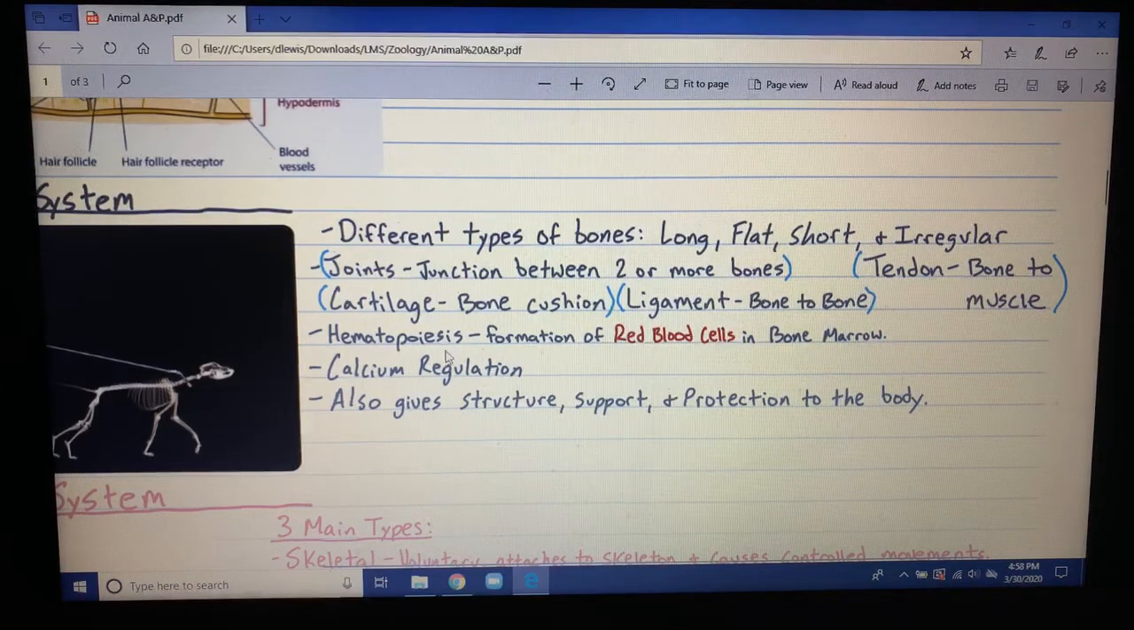The process of hematopoiesis, which is the formation of new red blood cells, occurs in the center of our bones in the bone marrow. The skeletal system will also help with calcium regulation, but its main function will be in terms of giving structure, support, and protection to the body. It provides the framework that everything else fits into.